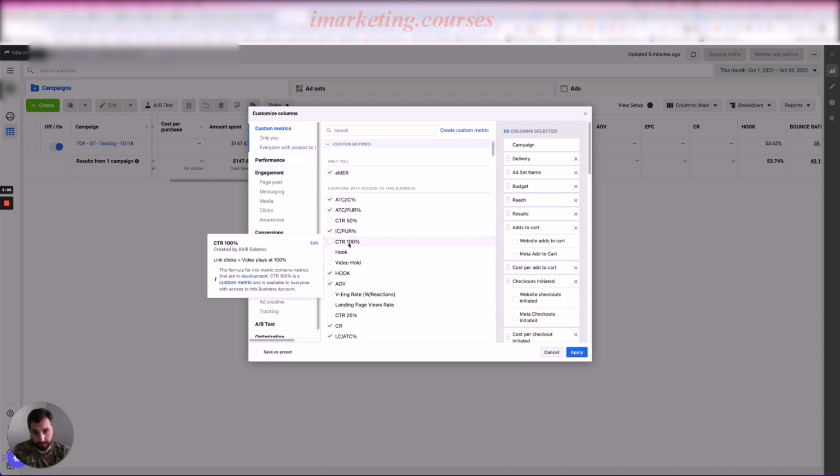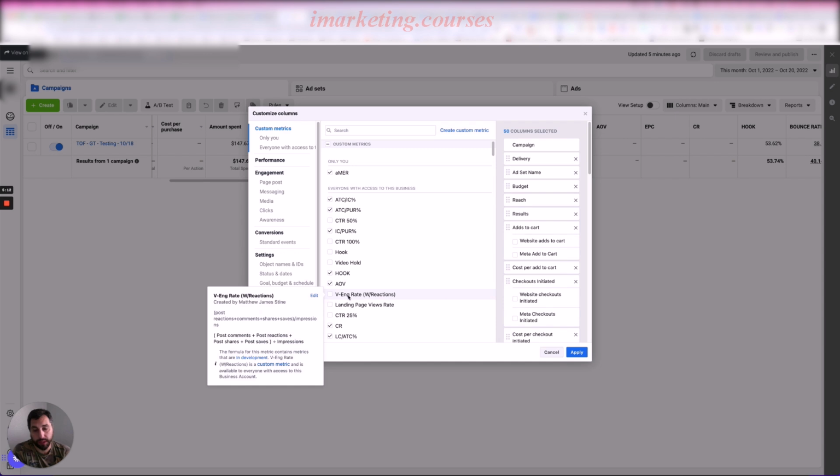This is some other metrics that are in here that I've been looking at and seeing how they work. I'll let you know more about how these work and how they perform long term.